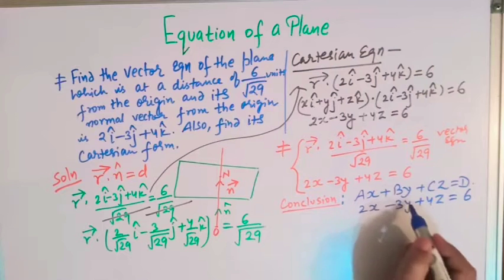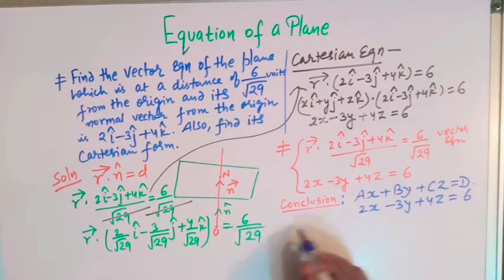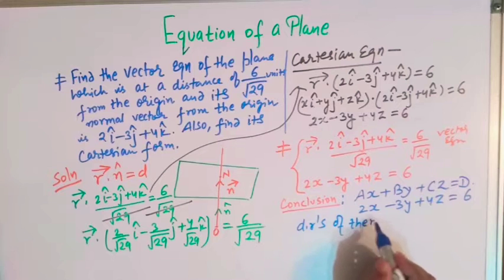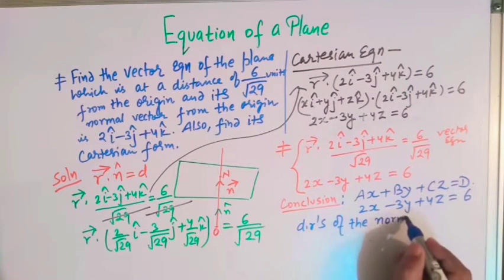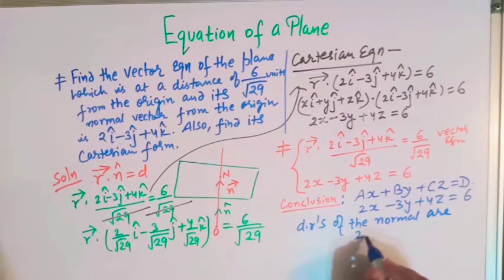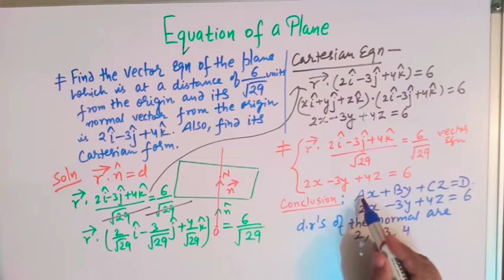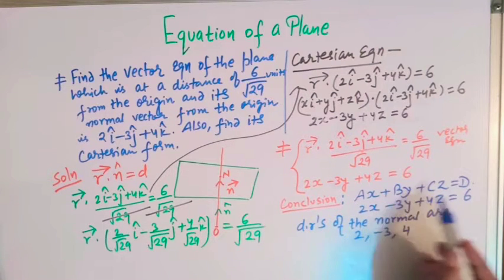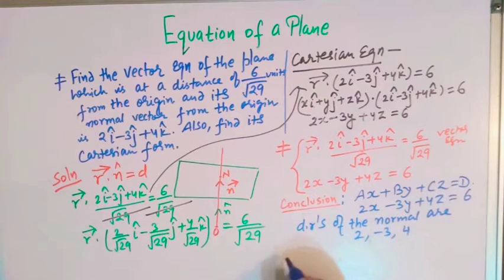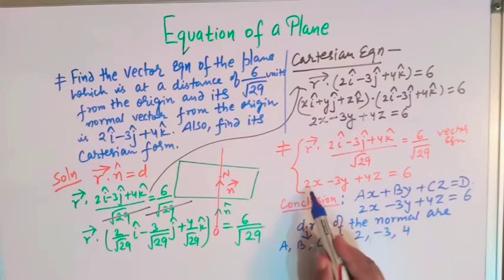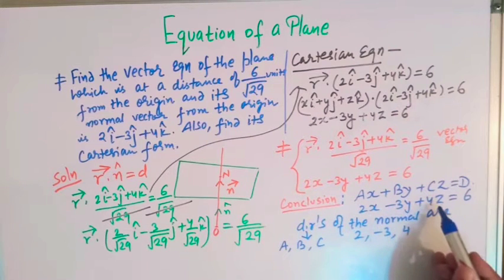Now if we compare both these equations, we see that the direction ratios of the normal are 2, minus 3 and 4, right? Or in general we can say that the coefficients of x, y and z respectively are the DRs of the normal to this plane, right? So a, b and c are the DRs of this plane, right? So the DRs of this plane are 2, minus 3 and 4.